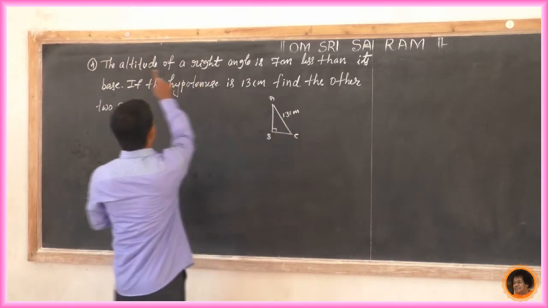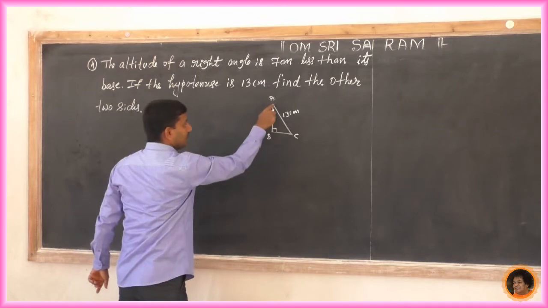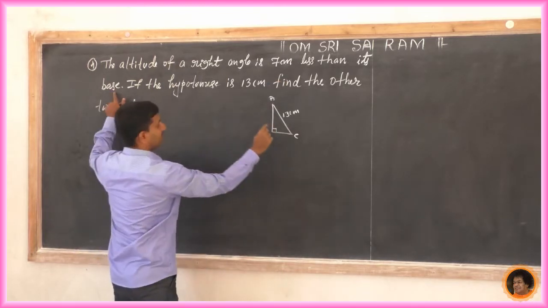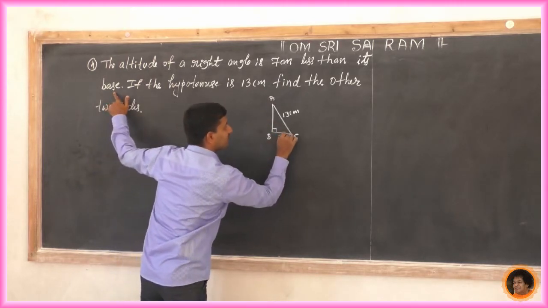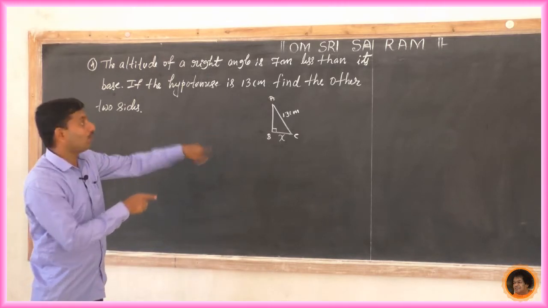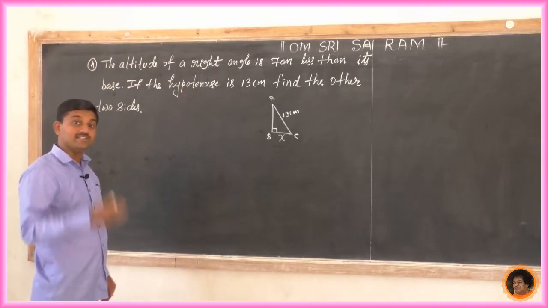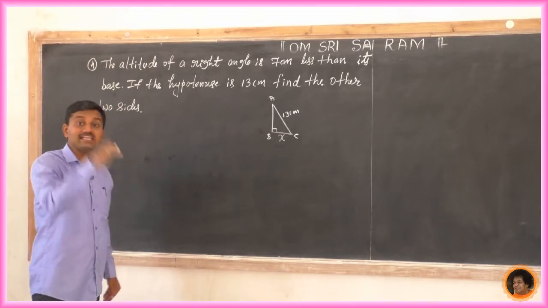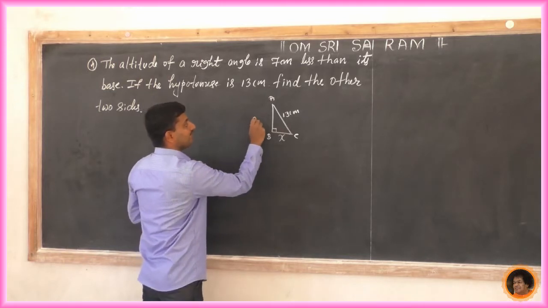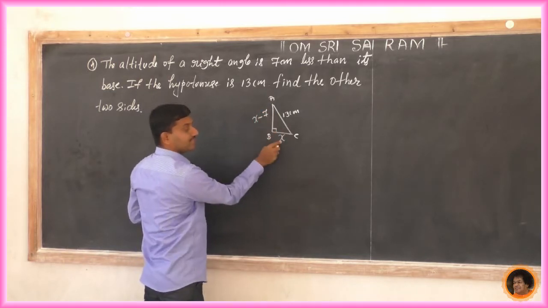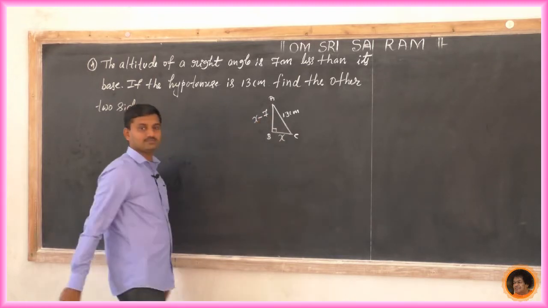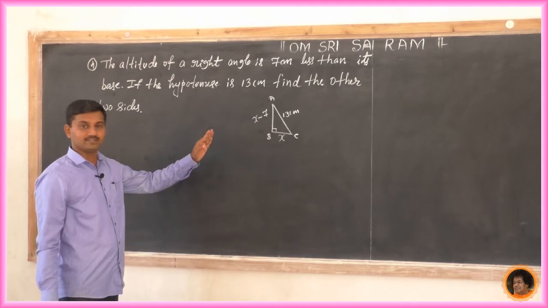So what is the condition given? The altitude of a right angle triangle is 7 centimeter less than its base. So let the base of the triangle be x. What about the altitude or the height? It is 7 centimeter less than its base. Base is x, so 7 centimeter less means x minus 7. So I think it is clear.